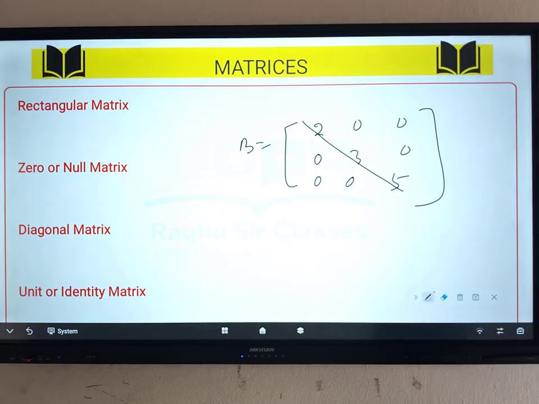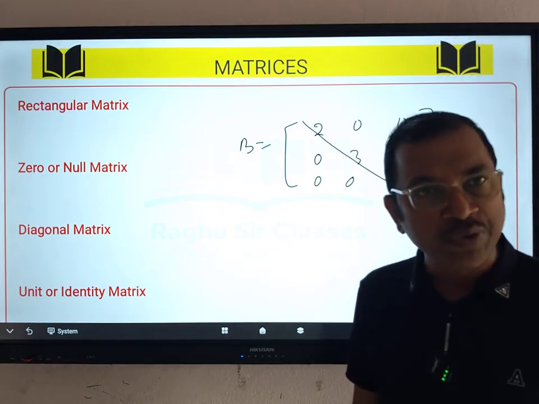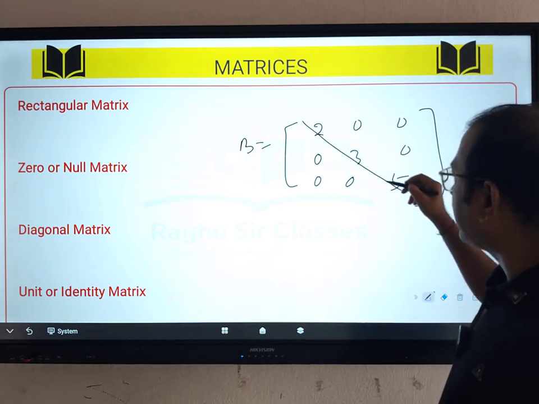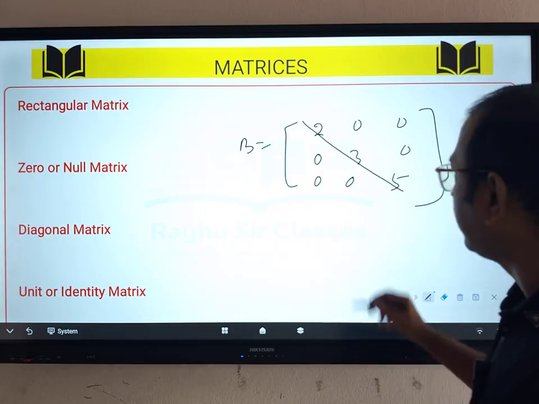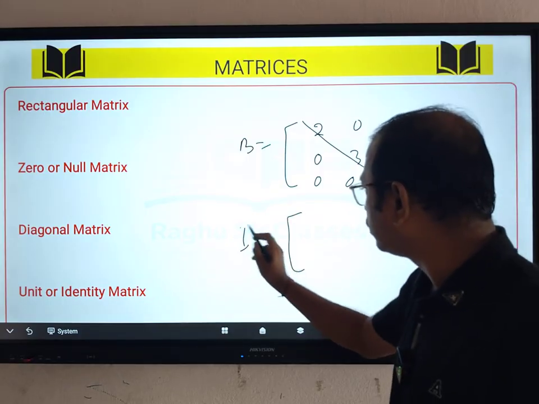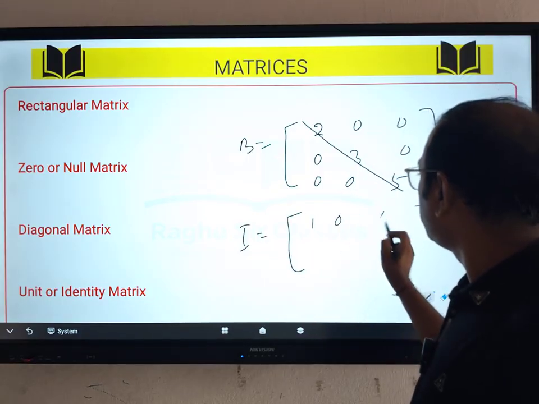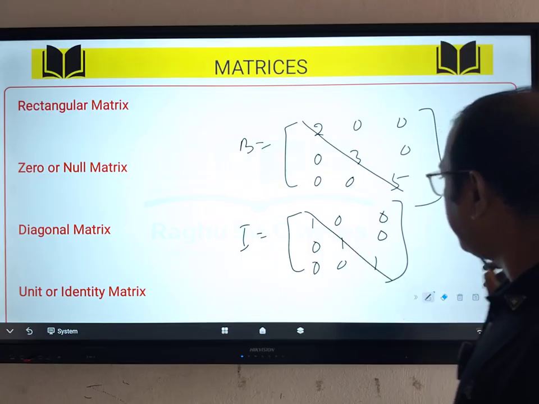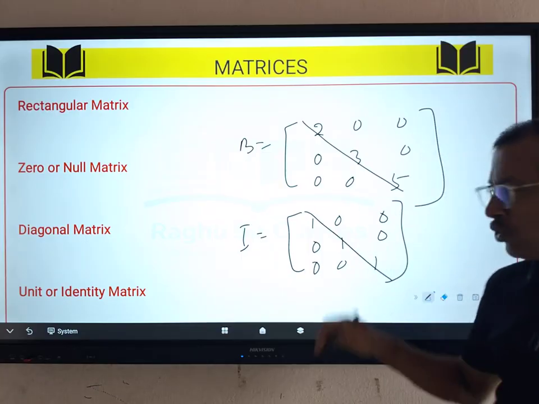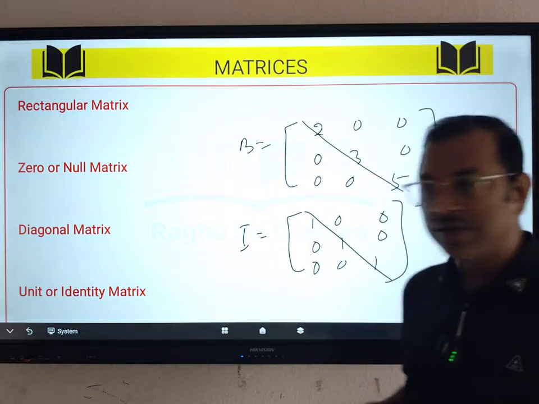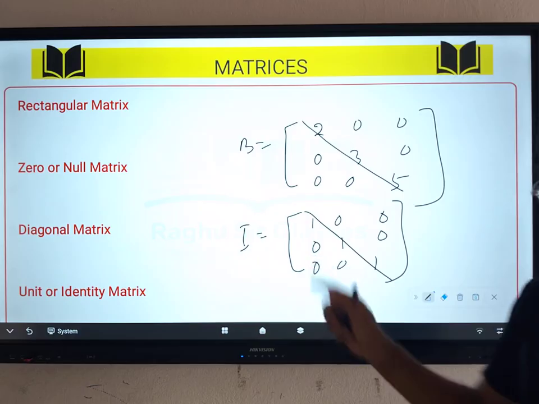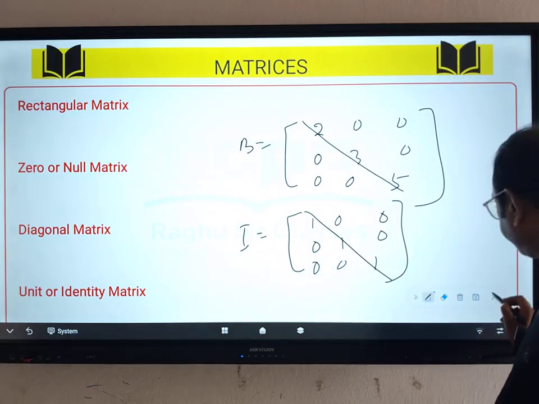Next is the unit matrix. A diagonal matrix is said to be a unit matrix if all the leading diagonal entries are 1 1 1. Like the identity matrix, suppose I is 1 0 0, 0 1 0, 0 0 1. See, except the leading diagonal the other entries are 0 and all the diagonal entries are 1 1 1. So this is called what? Unit matrix or identity matrix. Remember all the definitions. Next.